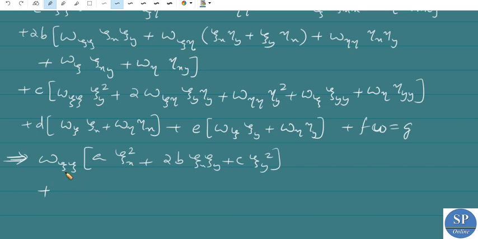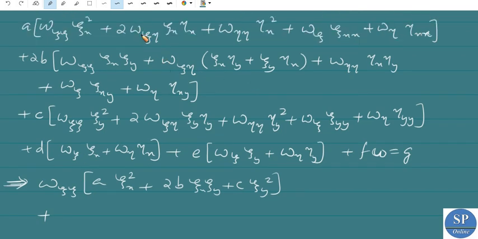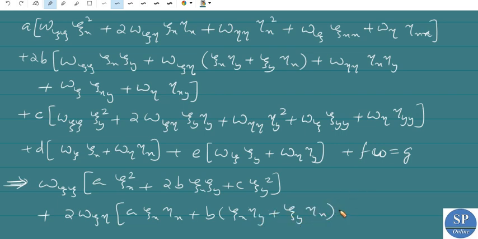plus now we can take w zeta eta outside, so 2 w zeta eta here, so we get from this a into zeta x eta x, plus from the second we get b into zeta x eta y plus zeta y eta x, plus from the third we have c into zeta y eta y.